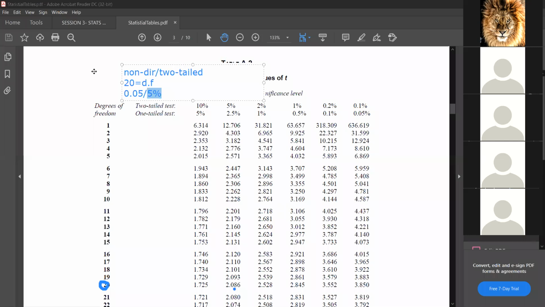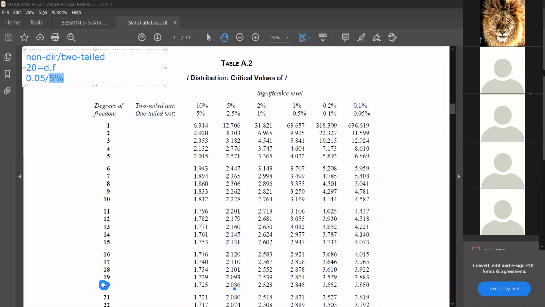Okay, when you check the table, there's the level of significance where they've indicated significance level. So the 10%, 5%, and so on, they are all levels of significance, but our focus is on the 5% level of significance. And within the table, we have two 5% there. So you'll be in a dilemma. Which one am I supposed to use?